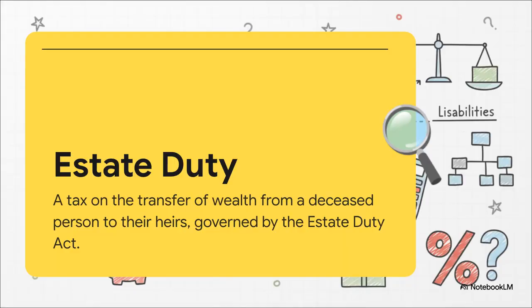So the official definition says it's a tax on the transfer of your wealth. But here's the analogy I want you to lock in your mind for this whole explainer. Just think of it as a final toll gate. Before any of your assets can get to your family and loved ones, they have to pass through this checkpoint, where SARS gets to take one last look.